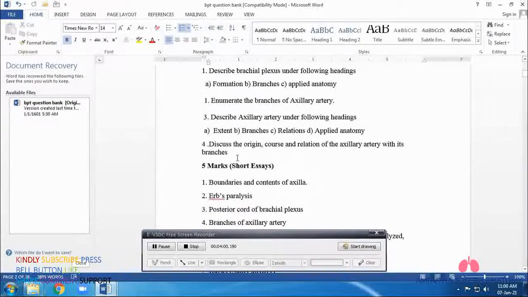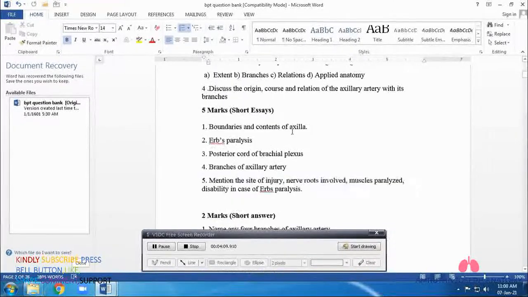Erb's paralysis. Erb's paralysis can be studied in brachial plexus, so that is also asked as a 5 marker. Posterior cord of brachial plexus: you need to mention how it is formed, what the branches of it are, which muscles it supplies, and clinical applications if you have something, right?